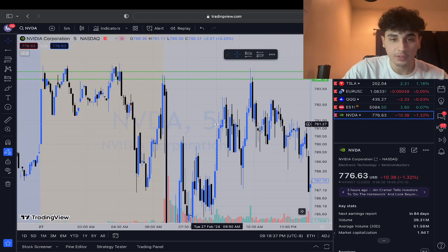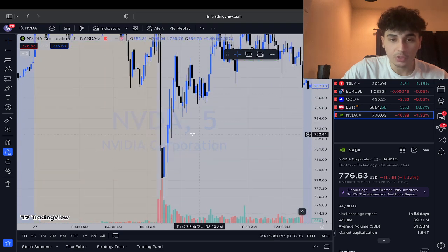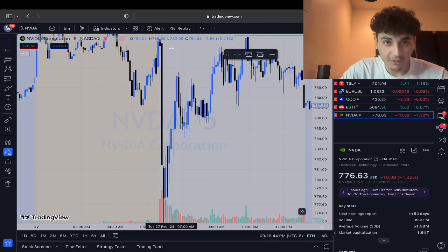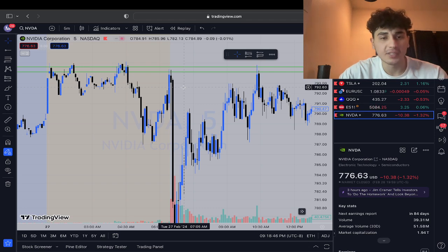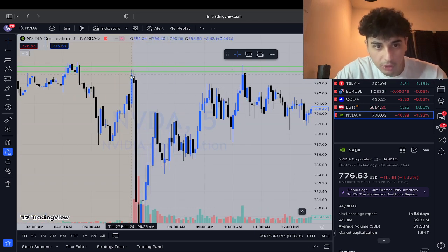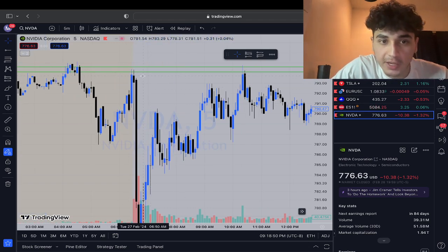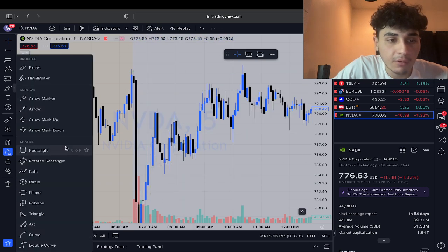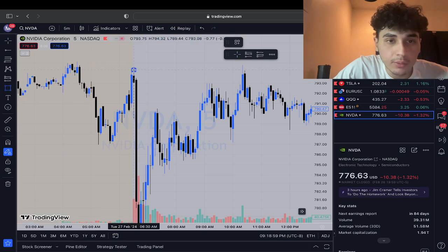So what I'm going to do is I already see this huge move to the downside, right? Indicating that there is huge selling pressure, right? So since we are drawing out the supply zone, we're going to mark out the top of the wick. Let me get rid of everything here on NVIDIA. So we're going to mark out the top of the wick. Boom, boom, and then extend it out.